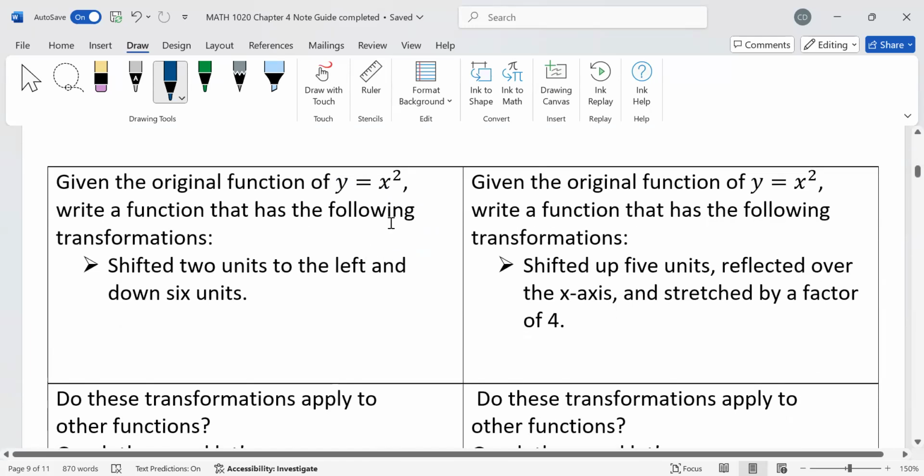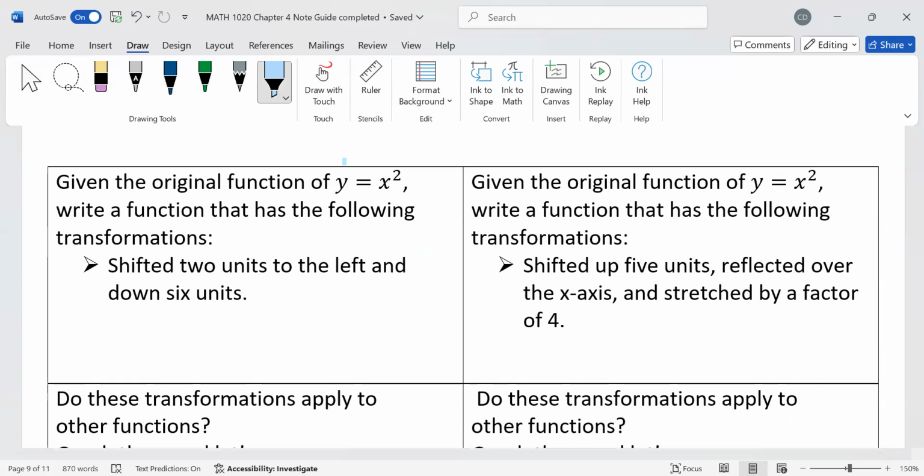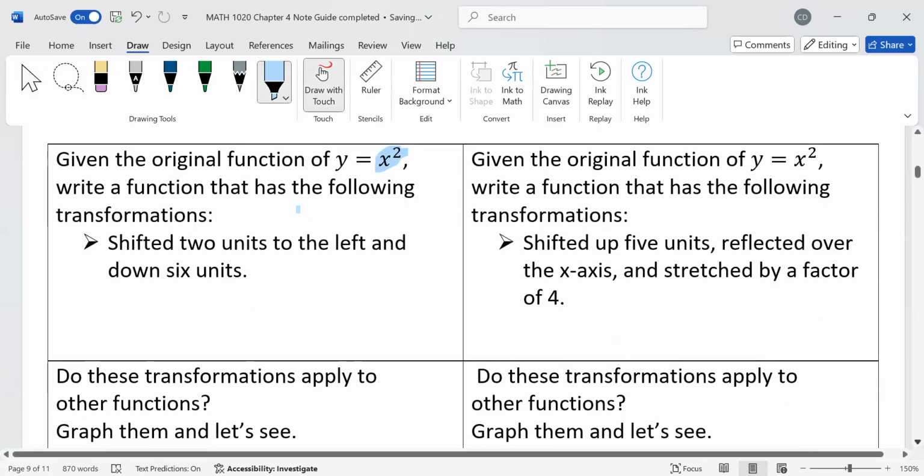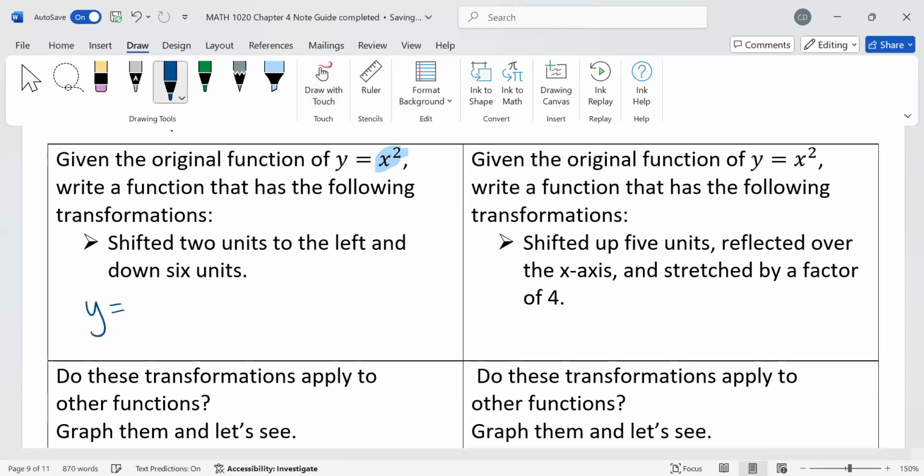So we have the original function, y is equal to x squared. So our original is x squared. Write a function that has the following transformations. It's shifted 2 units to the left and down 6 units. So 2 units left. Left and right is inside. So if you go left, that's going to be plus 2 squared. And down 6 units, up and down is on the outside.